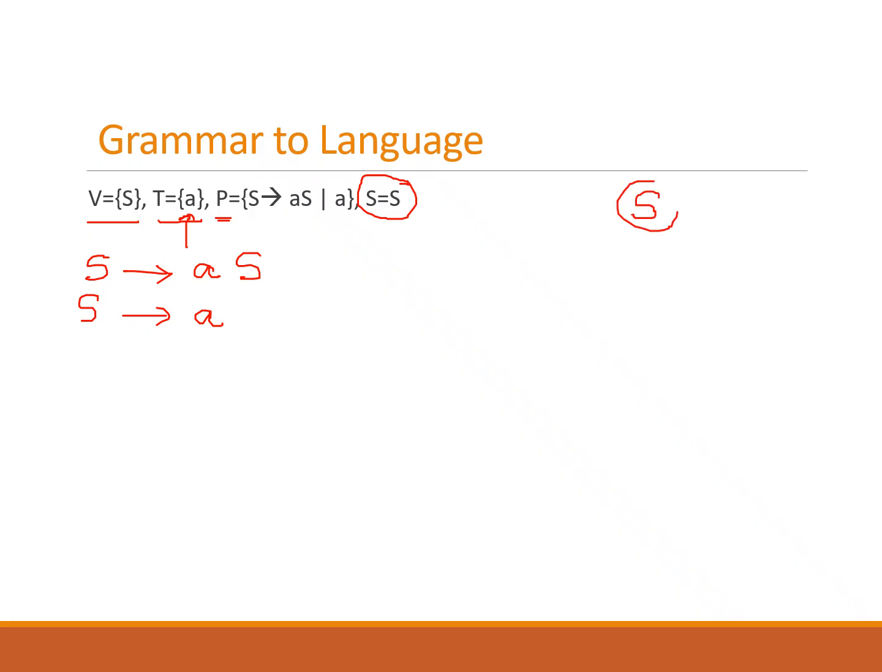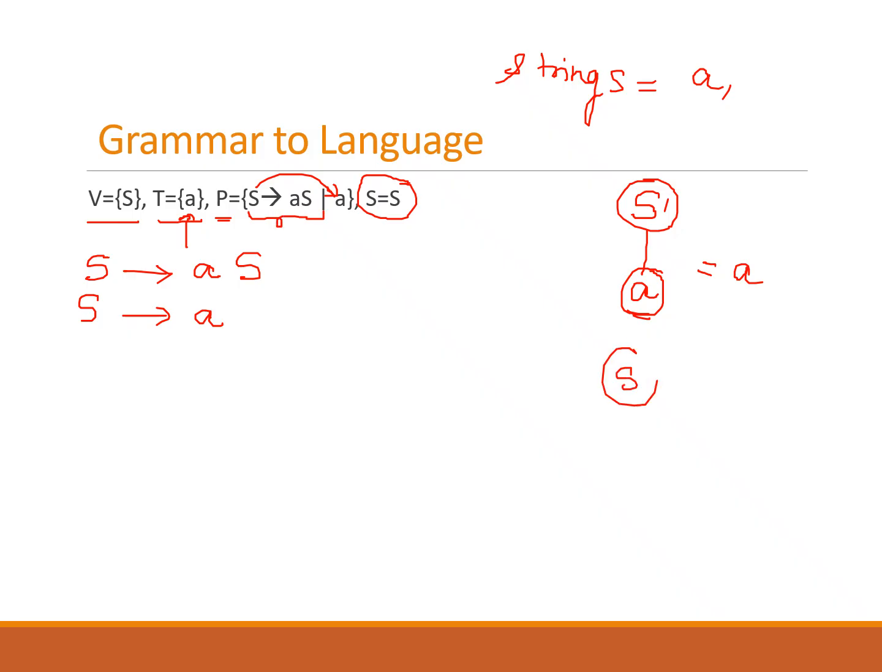So S is my starting non-terminal. From here, if I expand it using the rule S tends to A, this is the terminal here. So we cannot do further expansion, and this is the string accepted by this language. So let us see what all strings are accepted by this language. So first we obtain A. Now this is done. Now let us expand S using the other option.